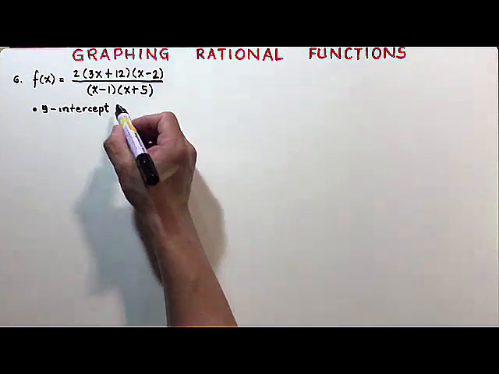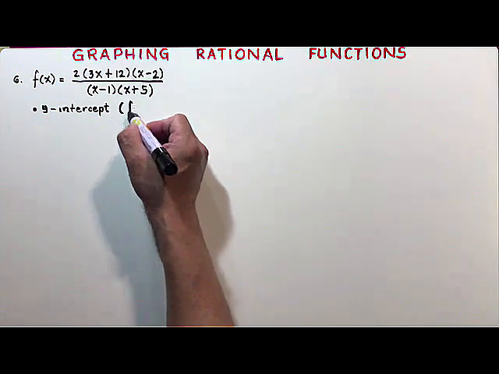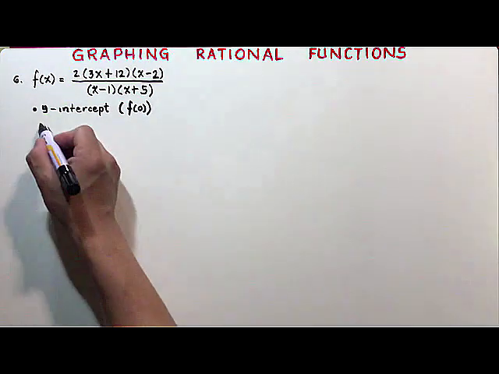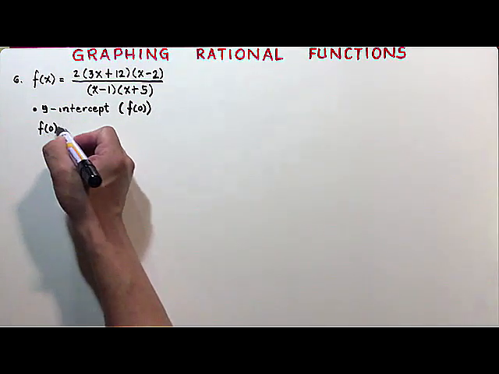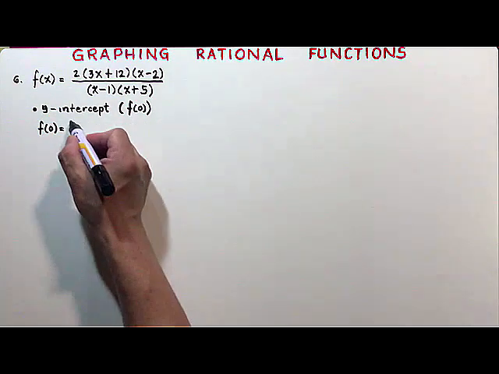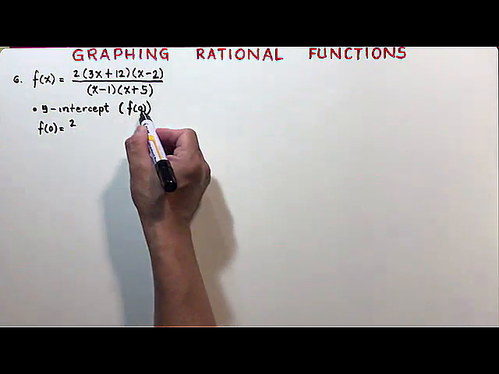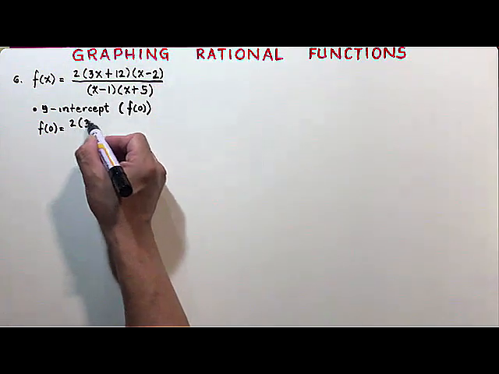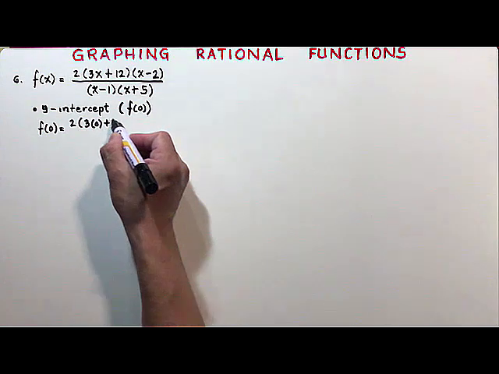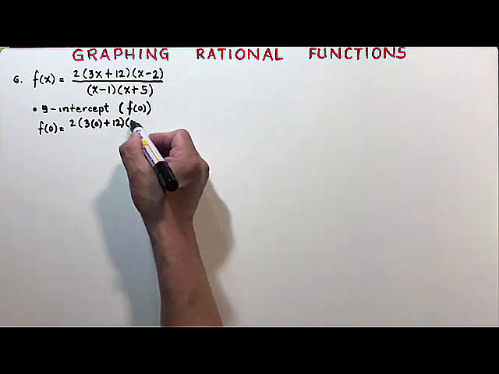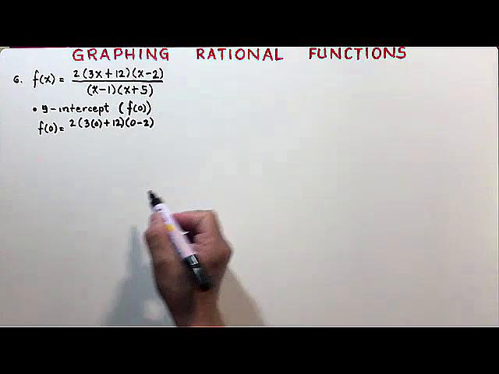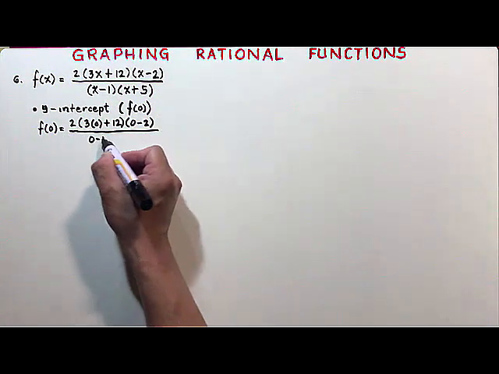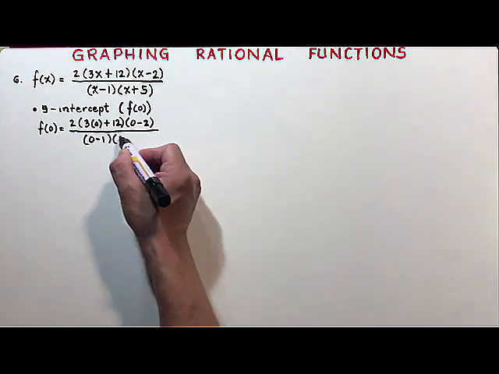Our y-intercept can be obtained when you evaluate the function at x equals 0. So what is f of 0? Evaluating this, we just substitute the value of x, which is 0, into the function. So this is 2 times (3 times 0 + 12) times (0 - 2), and this will be divided by (0 - 1) times (0 + 5).